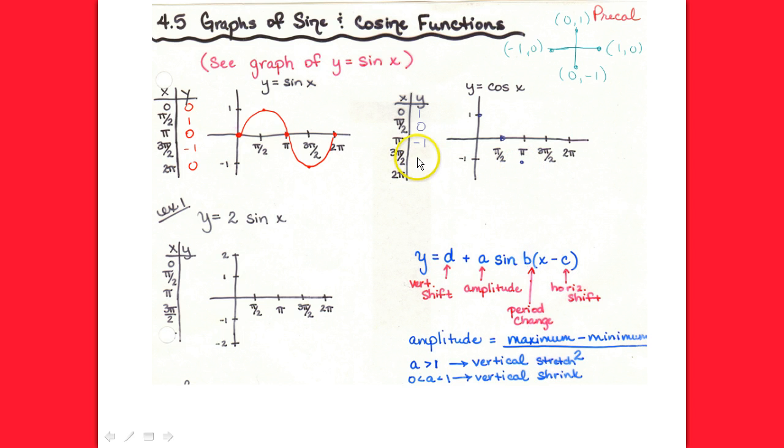If we plug in 3 pi over 2, cosine at 3 pi over 2 is just going to be down here, so it's going to be 0. So at 3 pi over 2, we'll plot 0. And then (2 pi, 1).